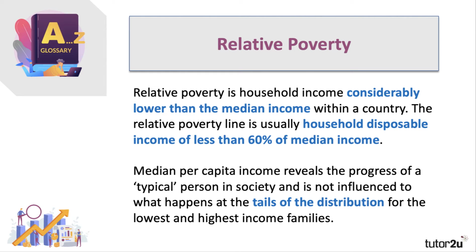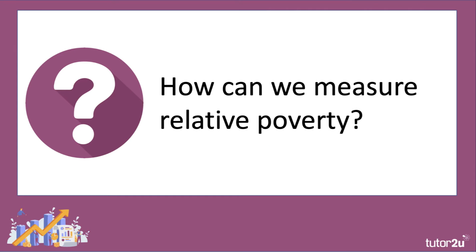Well, median, of course, takes the middle value in a distribution, and median per capita income tends to reveal the progress or not of a typical person in society, and it's not influenced by what happens at the tails of the income distribution for people on low incomes and high incomes. So median is often preferred as a measure of where a typical person is.